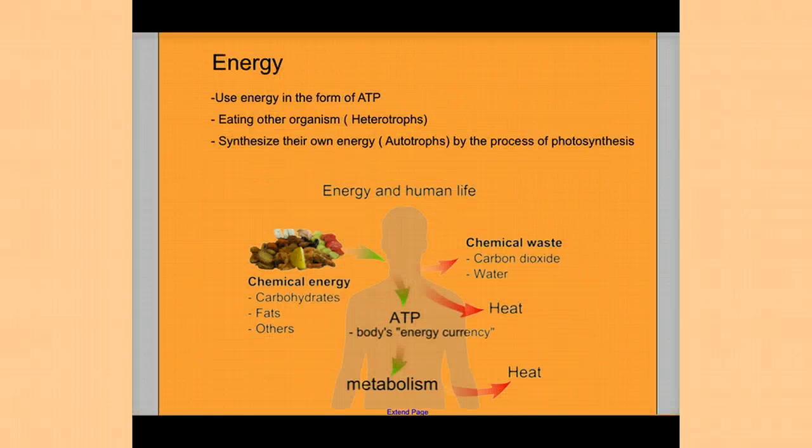Energy. Living organisms can either make their own food, like plants, by the process of photosynthesis, or they can obtain their energy by eating other organisms. All food, whether made or taken in, needs to be broken down into a usable form of energy called ATP. Organisms that can make their own food are called autotrophs, and those that can feed on other organisms are called heterotrophs.